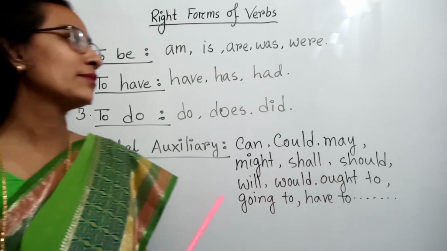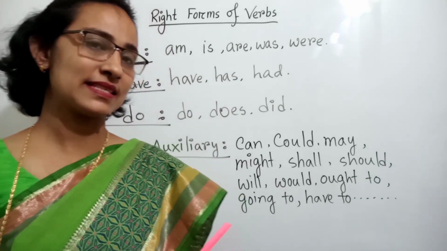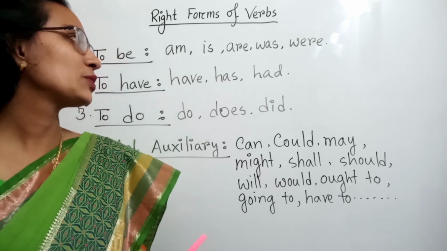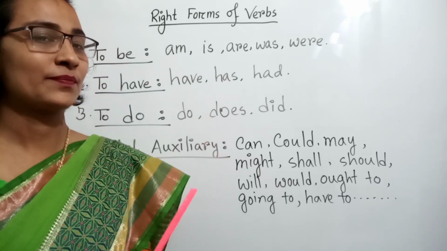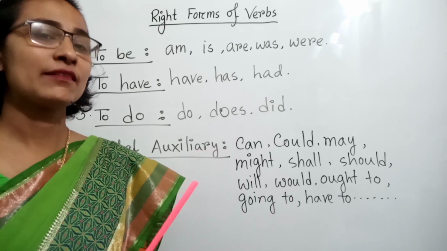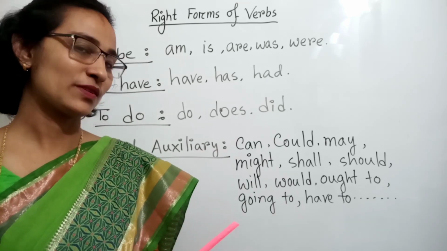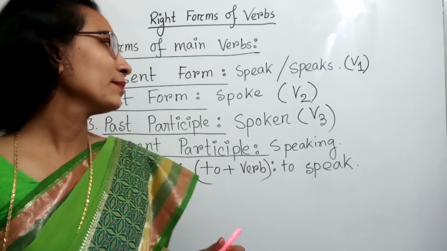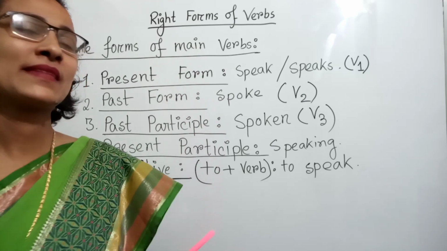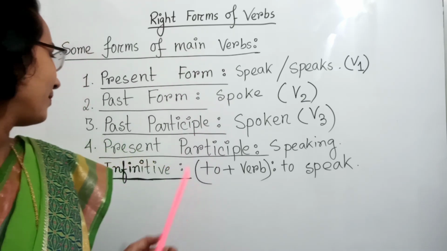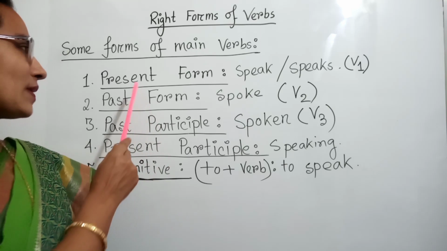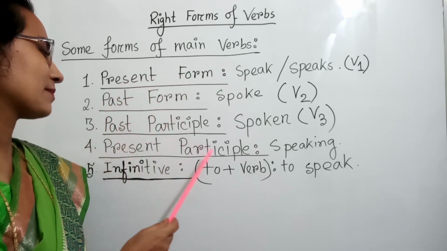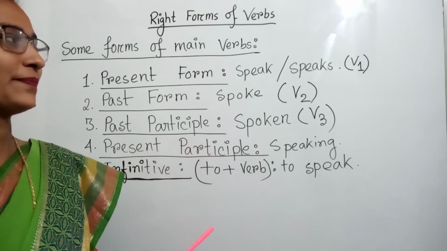These types of verb we can see in the passage. When we want to write a correct sentence, you need to know these types of verb. So, next I will show you some important forms of main verb. Here, I wrote 5 types of verb. First one, present form, then past form, past participle form, present participle form and infinitive.